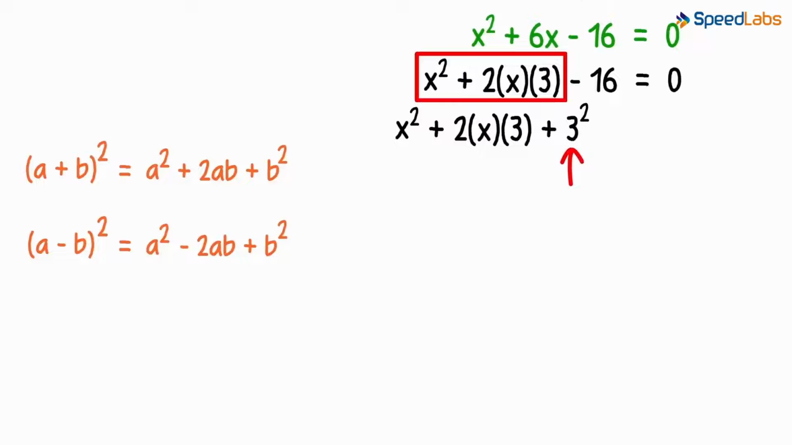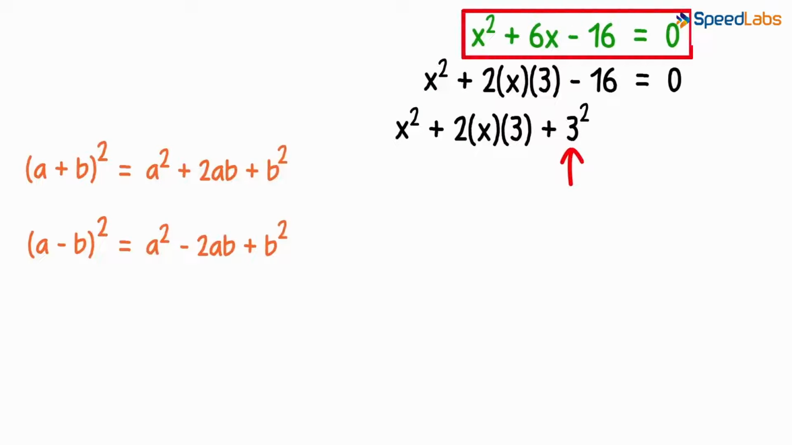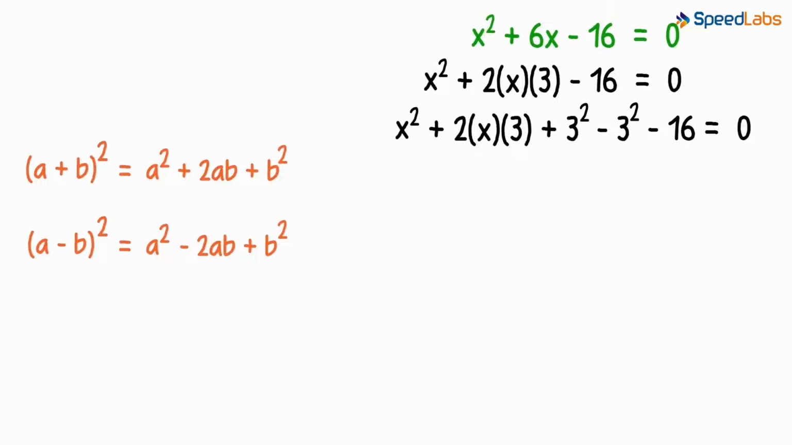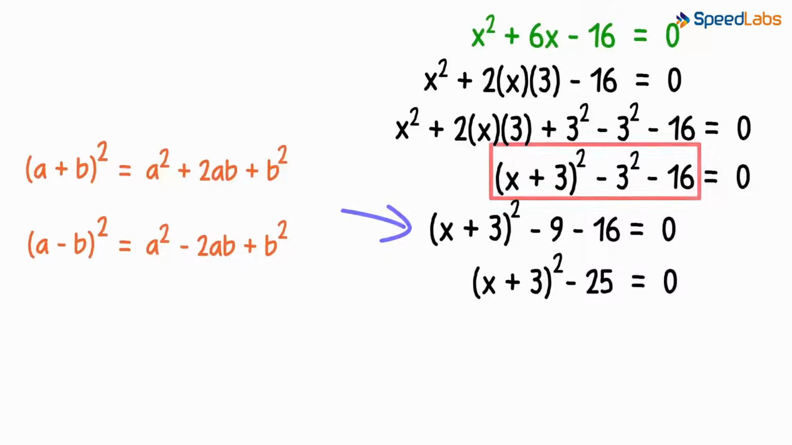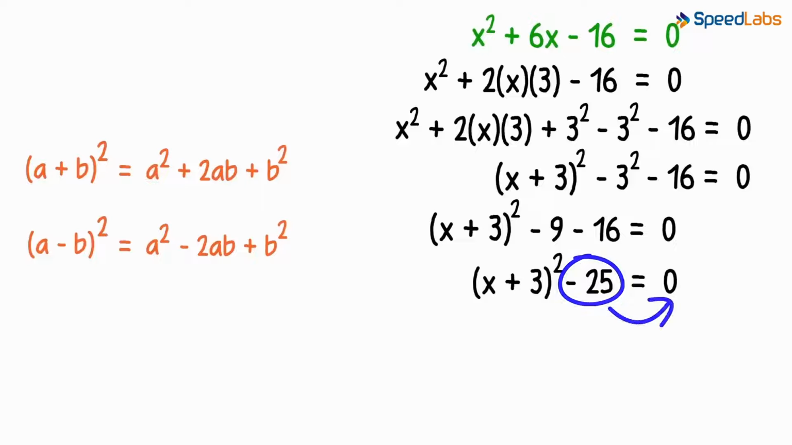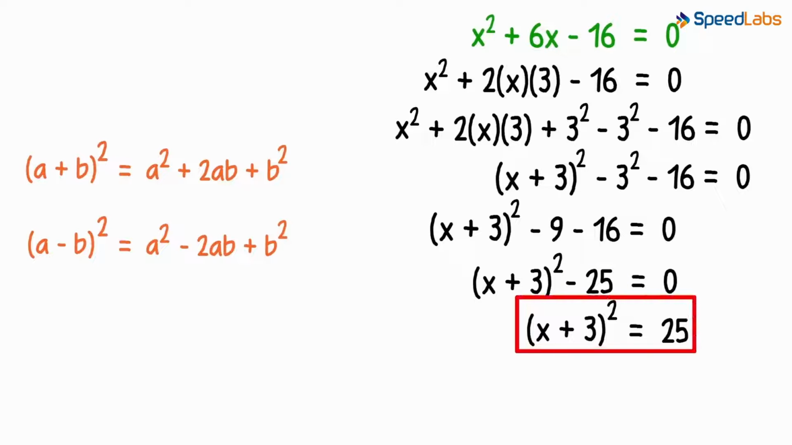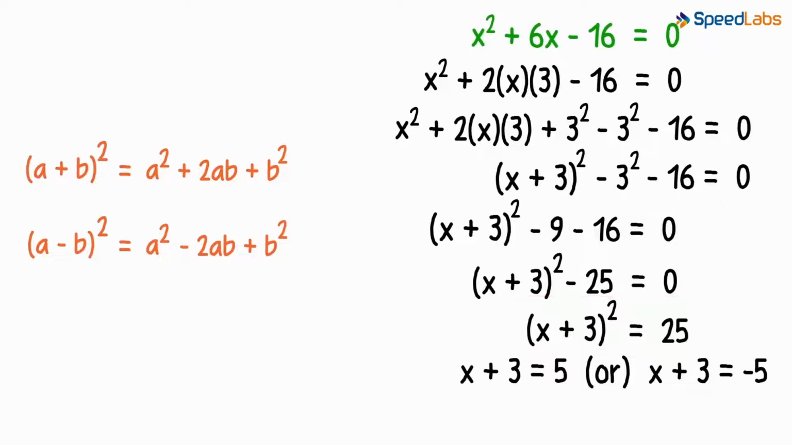But we can't just change the equation, right? To keep the original equation balanced, we subtract 3 squared too. Now if we look at the first 3 terms, we get a perfect square. It can be written as x plus 3 the whole squared. And as 3 squared is 9, we can simplify this to get this equation. And now I think you know how to proceed. We transpose 25 to the other side to get this. And this tells us that x plus 3 will equal either 5 or negative 5. We get the value of x as 2 or negative 8.